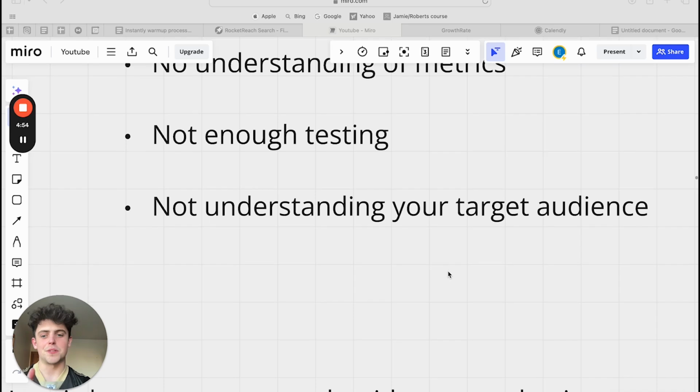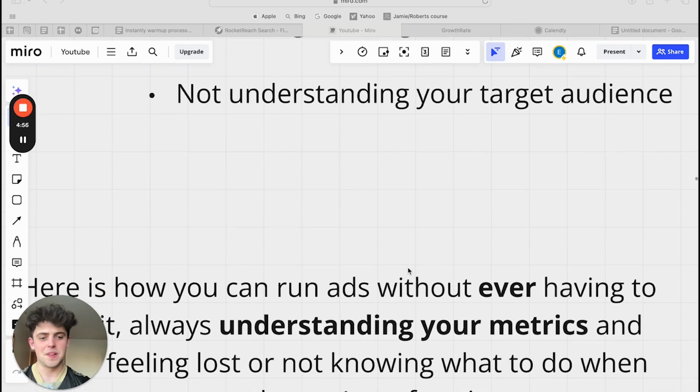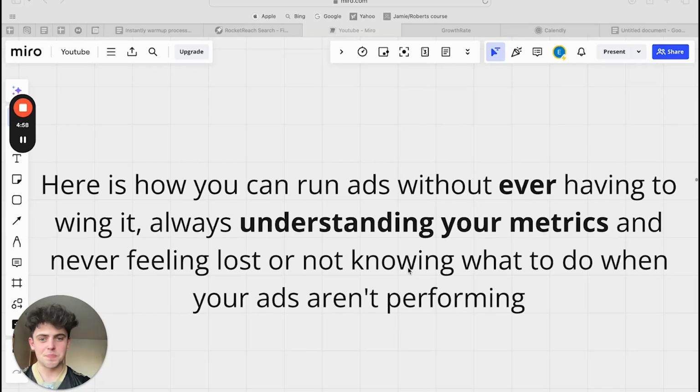That's something I'm guilty of, by the way. That's why I'm going so hard on it. But if you can relate to any of this, here's how you can actually run ads without ever having to worry about winging it or not understanding your metrics, and essentially just never feeling lost or not knowing what to do whenever your ads aren't performing. So yeah, keep watching.